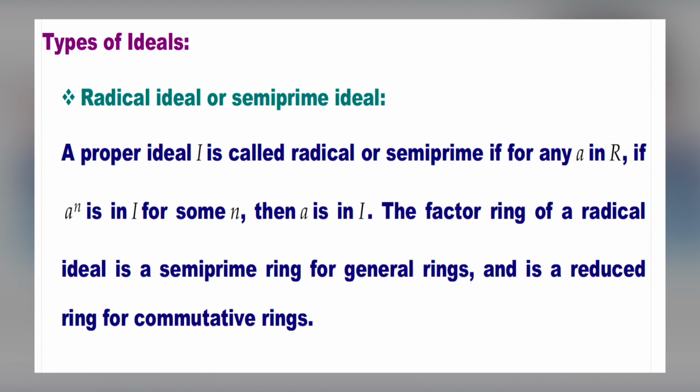A proper ideal I is called radical or semi-prime if for any a in R, if a to the power n is in I for some n, then a is in I. The factor ring of a radical ideal is a semi-prime ring for general rings and is a reduced ring for commutative rings.